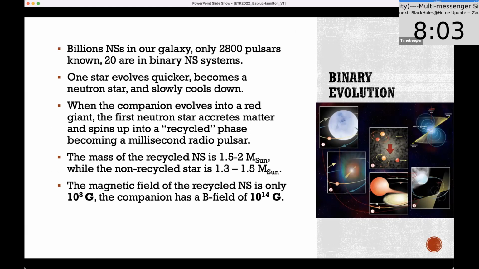We know that there are billions of neutron stars in our galaxy. Only 2,800 are known pulsars, but only 20 are in neutron star systems. In the system, one star will evolve faster, and when the companion evolves, it goes through a recycled phase. That means that the mass of the first star is heavier, and the gravitational and the magnetic field of the second star is larger.